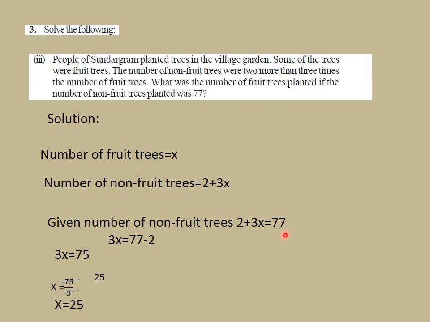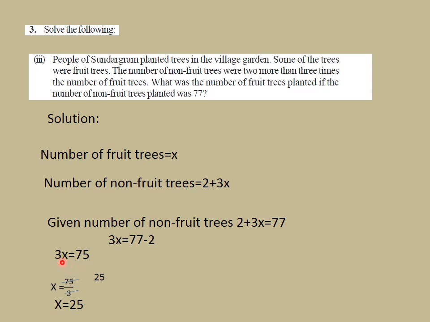How do you solve the equation? What is the first step? The first step is you take 2 to this side. What is the sign of 2? Plus 2. So if it goes to the right hand side, it becomes minus 2. 3x is equal to 77 minus 2. 77 minus 2 is 75. So 3x is equal to 75.